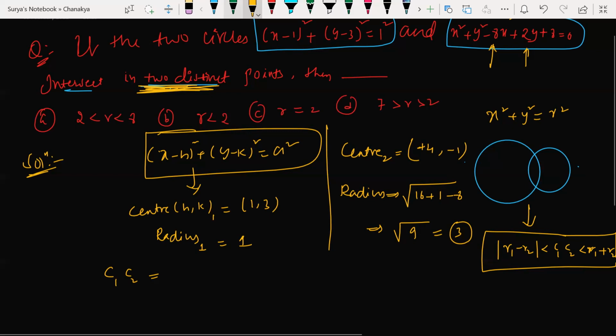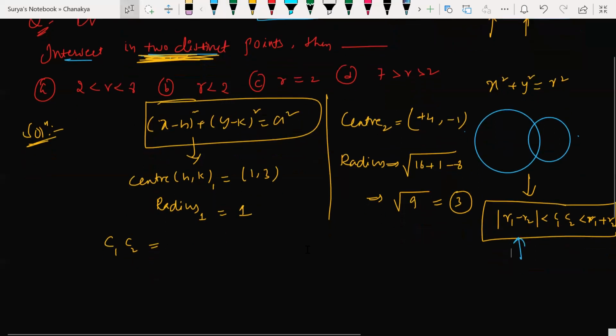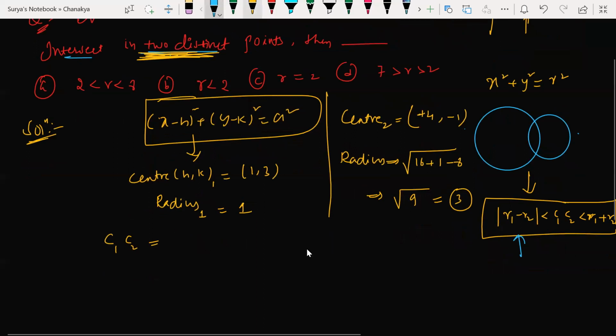Then already we know the condition that R1 minus R2 is lesser than C1, C2, which is lesser than R1 plus R2. Just substitute here. That's it. First, we should know what exactly C1, C2 is, which means the distance between these two centers. See, this is my center 1, this is my center 2. This is my radius 1, this is my radius 2. Am I correct? So, first, let us find C1, C2.